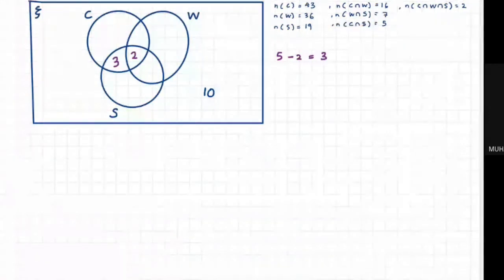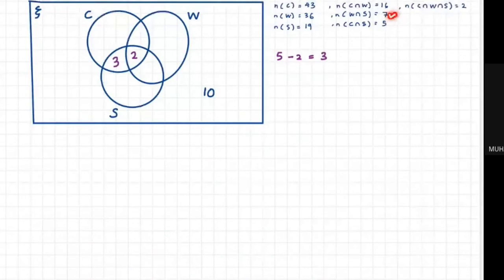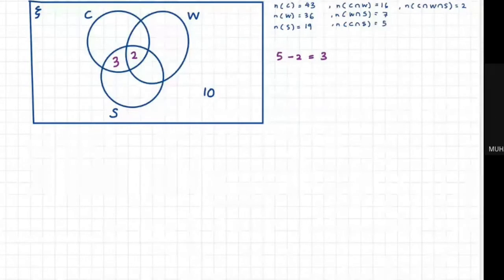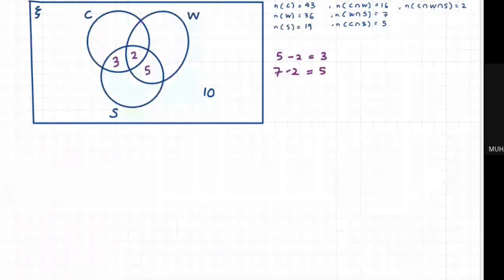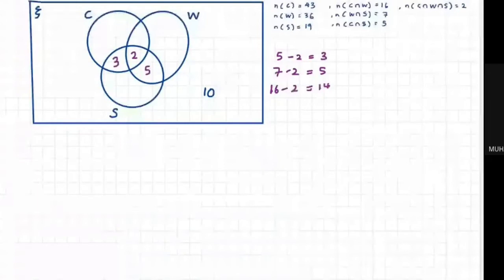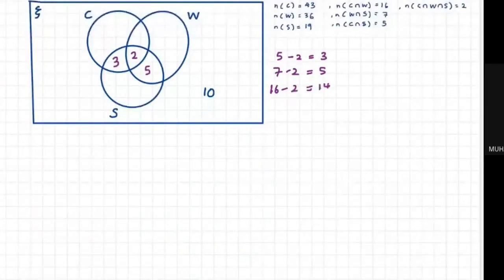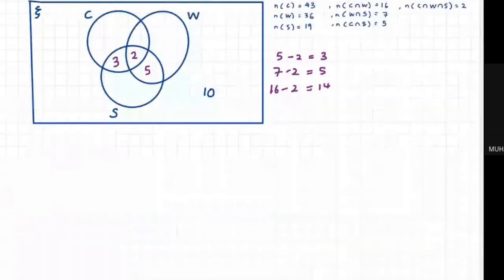And then 7, this 7 is W intersection S here. This part will be 7, so 7 minus 2 goes to 5. So this part will be 5. And then 16. 16 minus 2 will be 14. 14 is intersection C and W only. So this one must be 14.